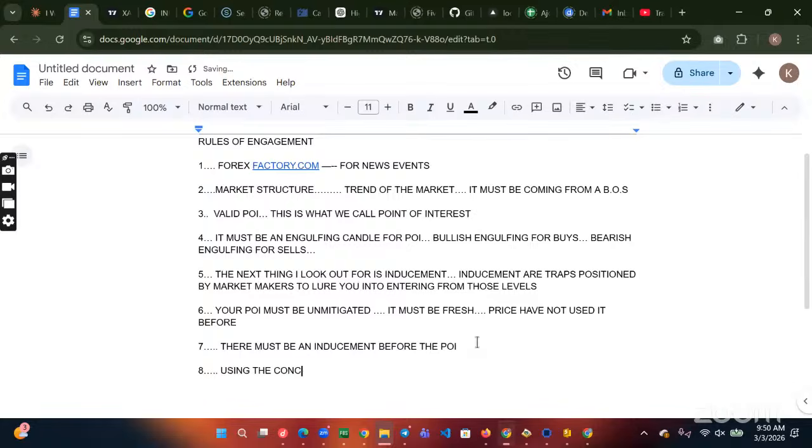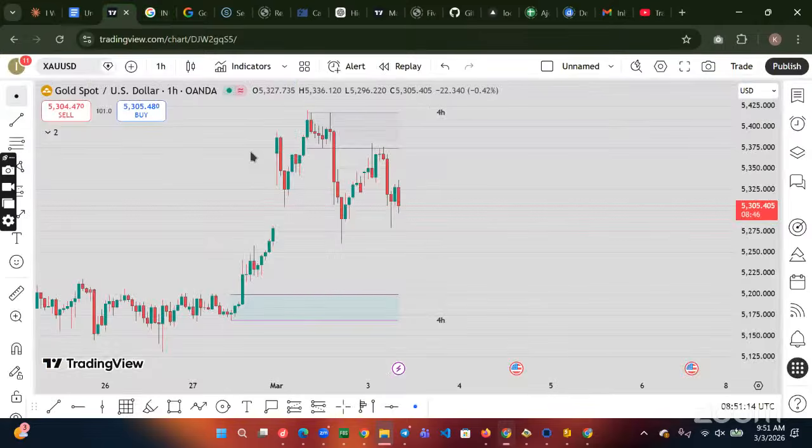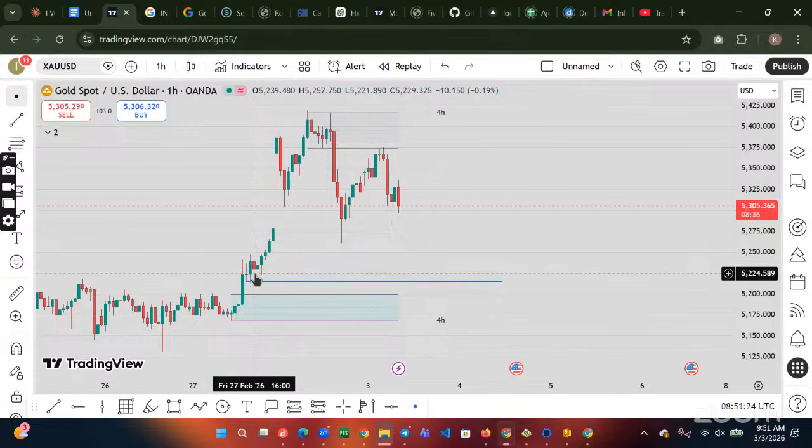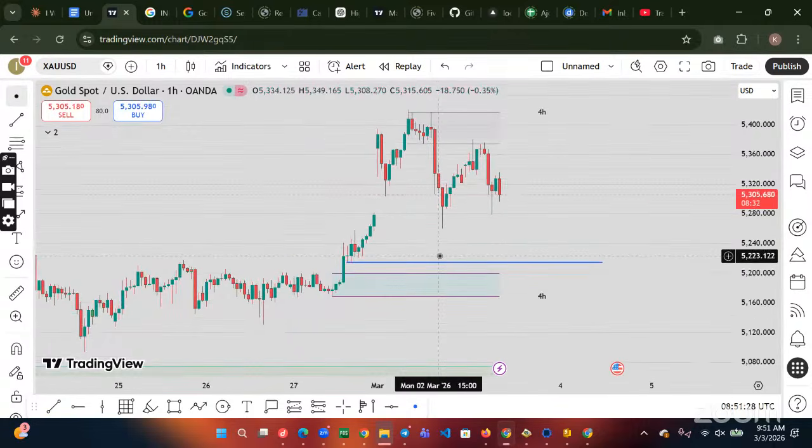Using the concept of fractals. So fractals are tiny, or let me say minor levels that are available in the chart that sometimes your eyes cannot spot. For example, if I tell you that there is an inducement here, if your eyes are not able to spot it, you wouldn't know how this is an inducement. So let me show you.